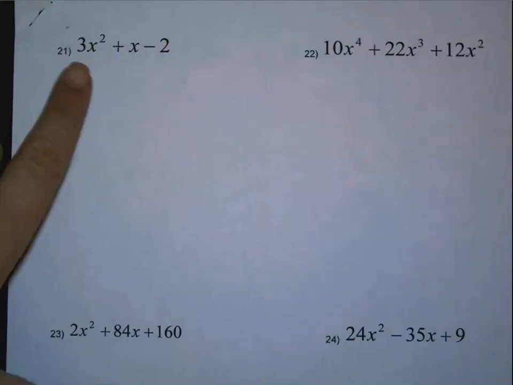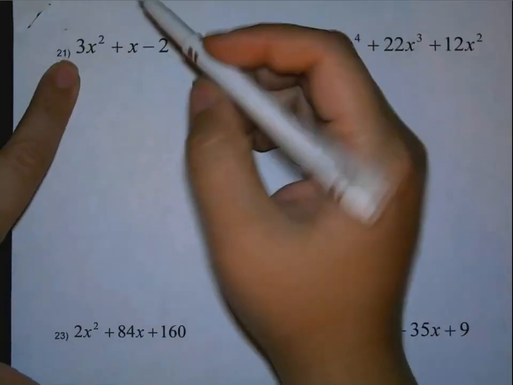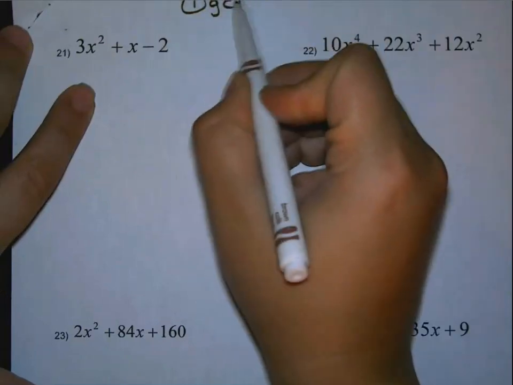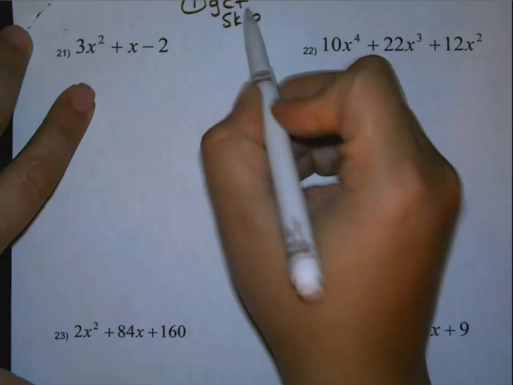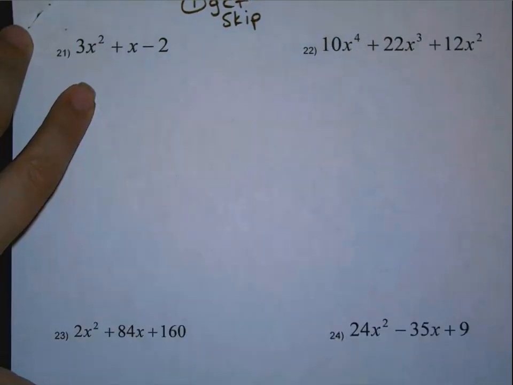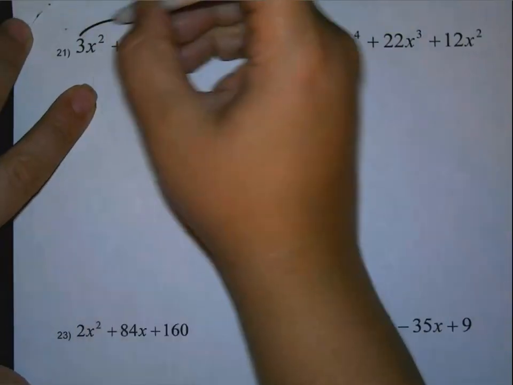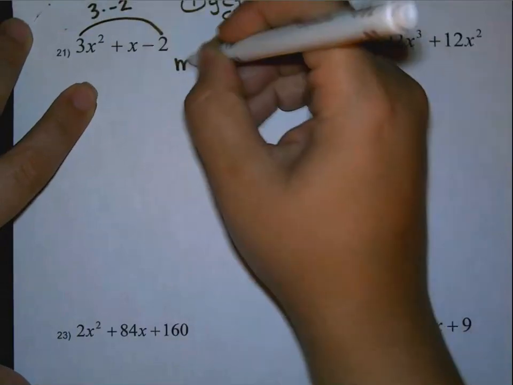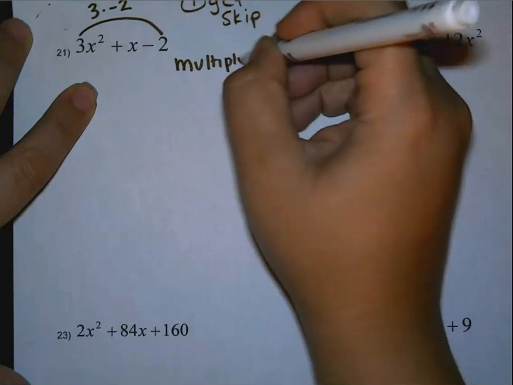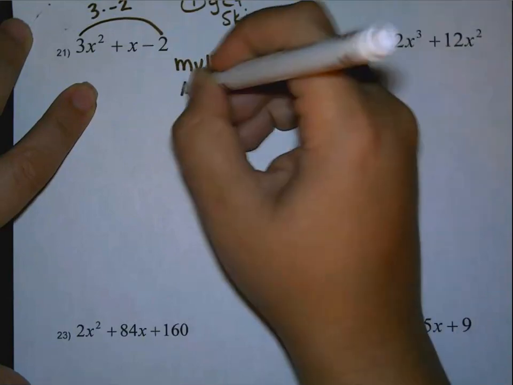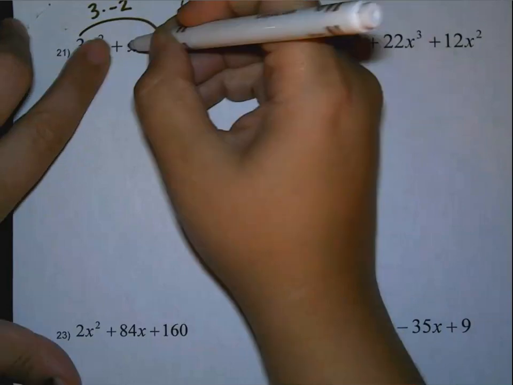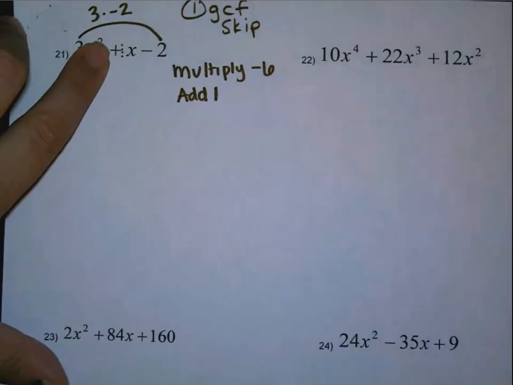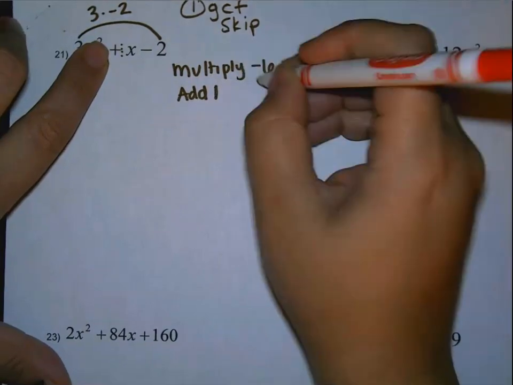All right, so if we look at this next one here, the first thing is GCF. We skip. Nothing divides all of them. Step 2, we're going to multiply a and c, so 3 times negative 2. So it has to multiply to negative 6, and it has to add, so if there's no number here, it's a 1, has to add to 1. So feel free to pause the video and find those numbers.